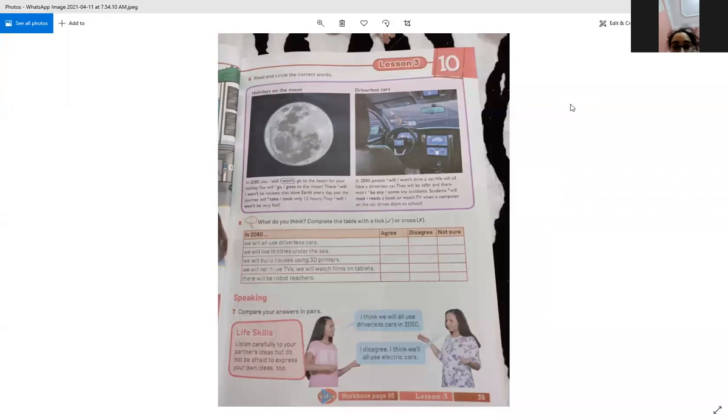In 2080, Mariam, have you come back again? Yes, okay. Can you read? Driverless cars. What's the meaning of driverless? When we have the word with less at the end, it means without. Without a driver, a car without a driver.